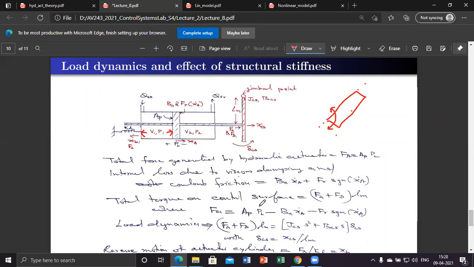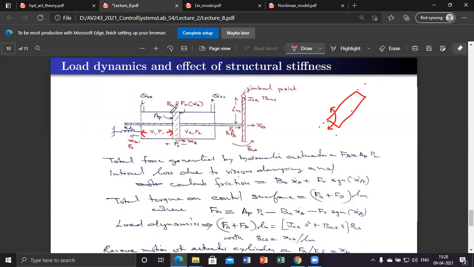That AP into PL is the total force. From that, there is some internal loss. One loss is at the source itself, where some part of the force is lost due to friction only. There are two types of friction. One is called viscous damping friction. Now you are expert in friction. The other is the Coulomb friction.